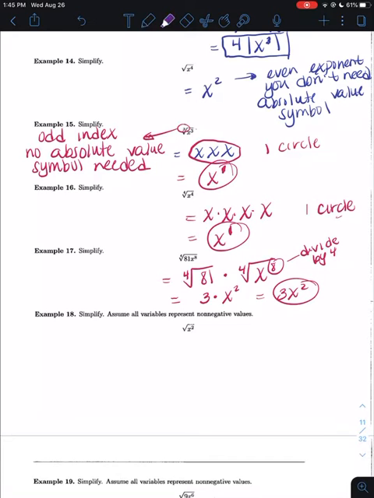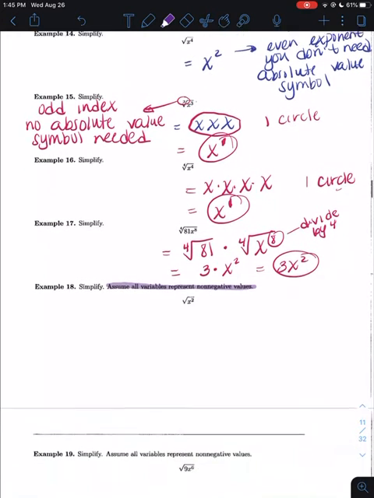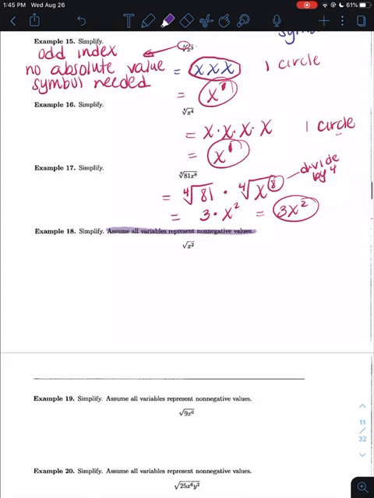All right, this is when you should get excited. If you see "assume all variables represent non-negative values," that means that you don't have to worry about absolute value symbols because they're telling you to assume they're automatically going to be positive. Now, I do know on the test, they like to put one where you have to put an absolute value symbol. So just watch out for that. But for the rest of this lesson, I won't be putting any absolute value symbols because you'll see this little statement here: assume all variables represent non-negative values.